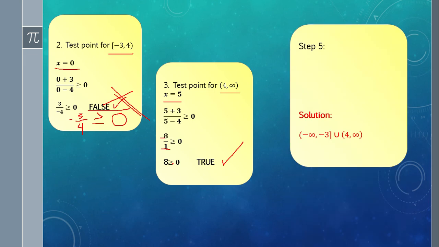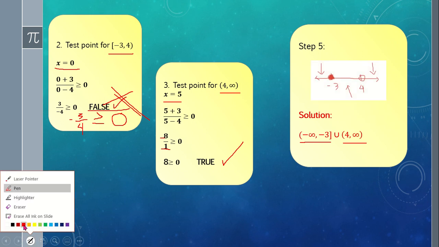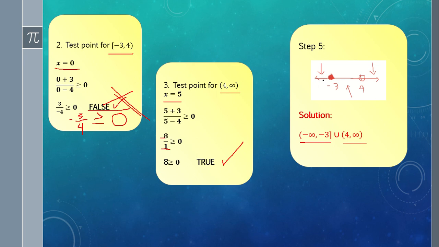We proceed to our step 5. We can conclude that the interval negative infinity to 3 and then bracket, union 4 to infinity will be the solution because these are the only intervals where we get through on the test points. And then in this number line, the shaded portion are the following. So let me use now a black. So the shaded portion will be here, shaded, and this is shaded.